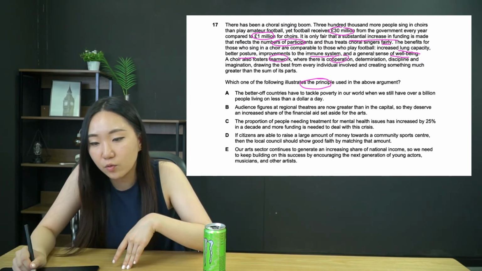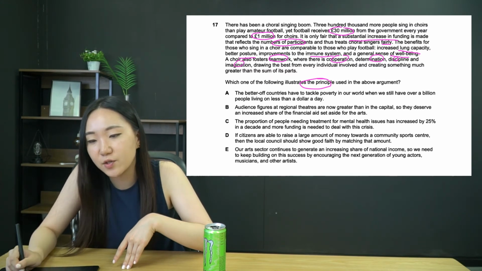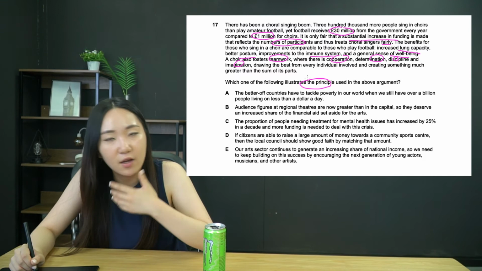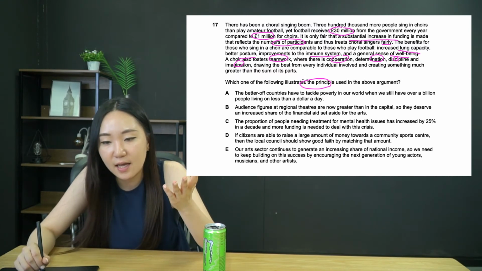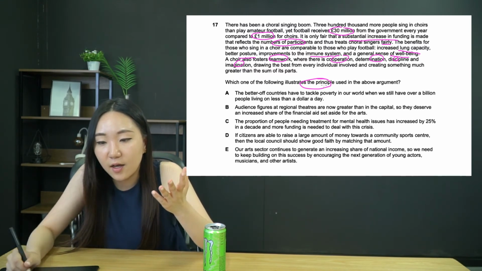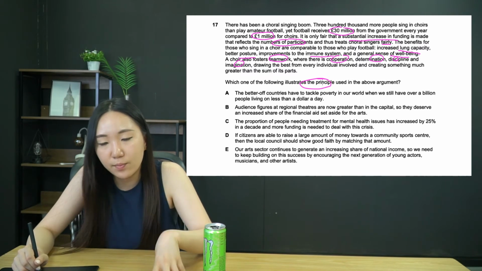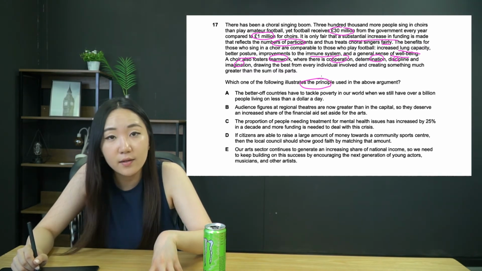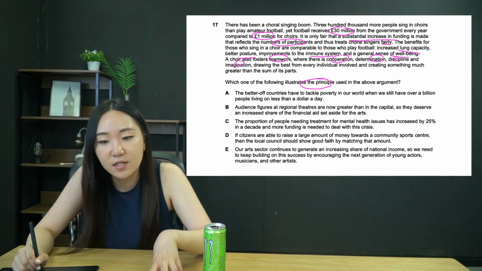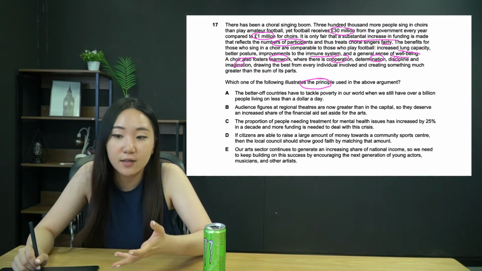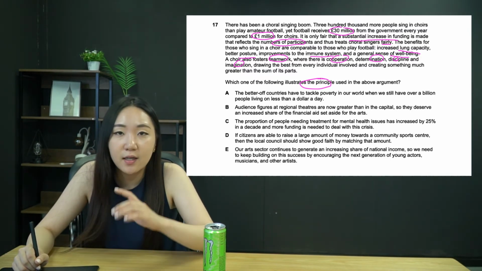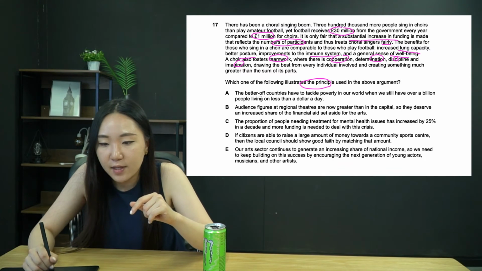Also teamwork, also cooperation, also determination, discipline, imagination. Now we're just getting onto a list, so we can fairly say that overall, the main argument is there's more people doing singing in the choir, same benefits as football, yet they're receiving less funding, so we need to give them more funding, okay? So what they're saying is quantity equals give more funding, yeah? That's what we're going to look for here.